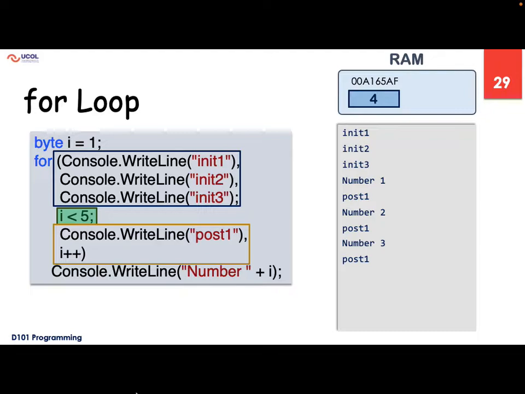The initial actions run only one time at the start. After that, they have nothing to do with the circular path or the repetition of the steps. Check the condition. Condition is true. Again print something. Number 4. Again come back. Do the post actions after the loop body is finished. Increase the value of I.